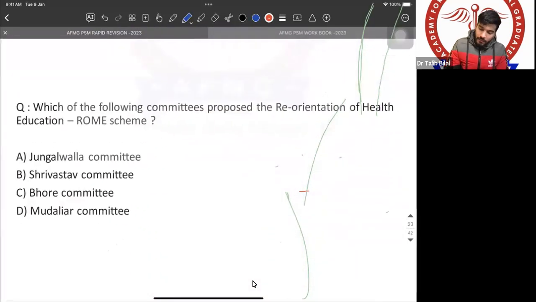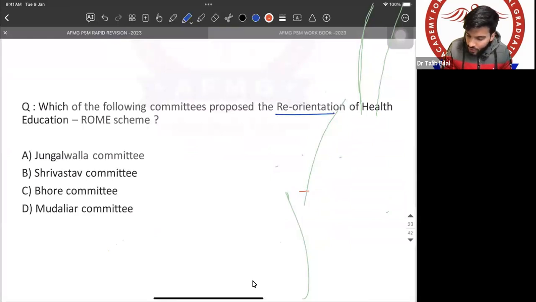Which of the following committees proposed the reorientation of health education ROME scheme? Which committee is related to ROME? What will be your answer, guys? Which one is related to ROME?